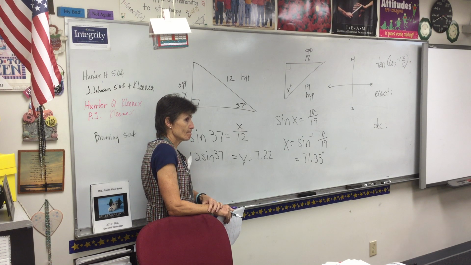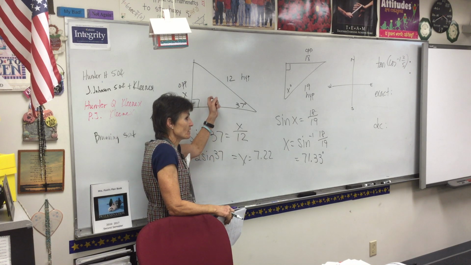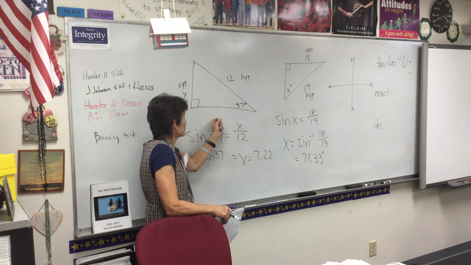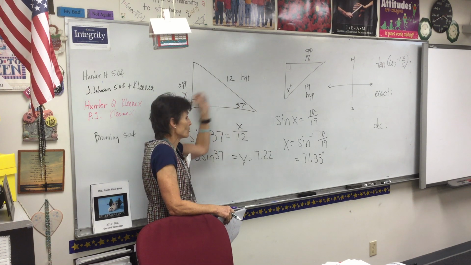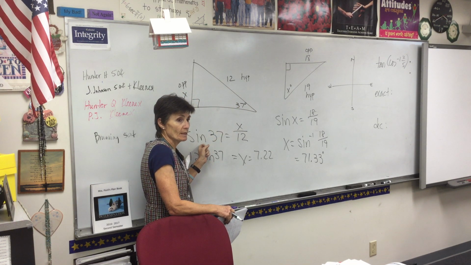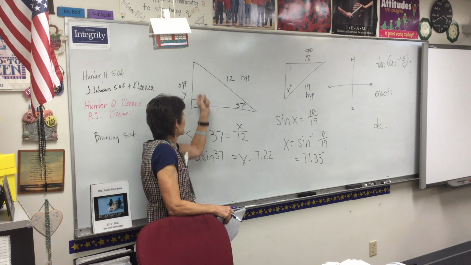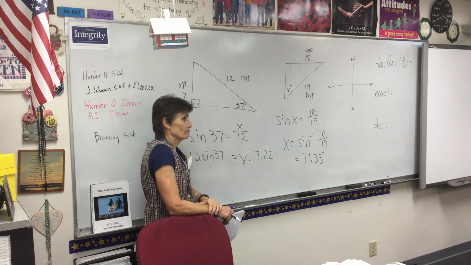Everybody got it? So when you see these pictures, label whatever side you got. So opposite, adjacent, hypotenuse. Label them so that you will know what function to use. You're either going to use sine, cosine, or tangent, and that's going to depend totally on the angle or the sides that you have in the problem.